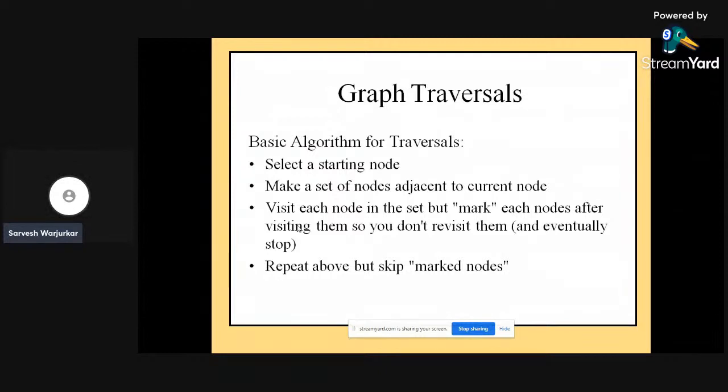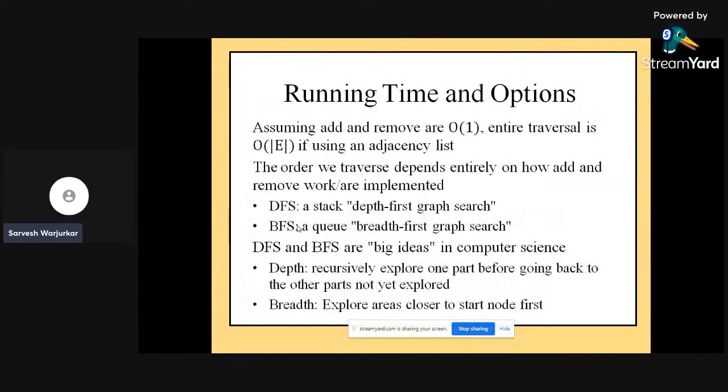It directly means that there is no need to visit a node again, I mean twice. Repeat the above steps, but skip marked nodes. There is no need to visit the visited nodes again, since it requires more running time. So assuming add and remove are order of one, the entire traversal is order of E. If we are using an adjacency list, the order in which we traverse depends entirely on how add and remove are implemented.